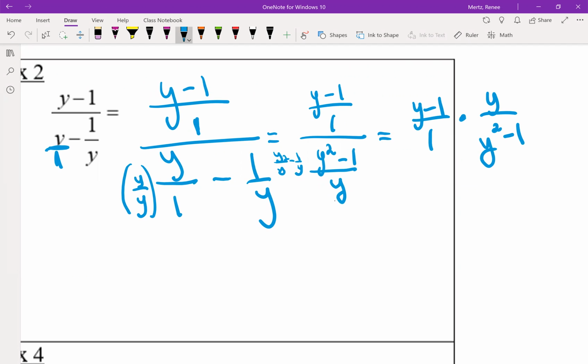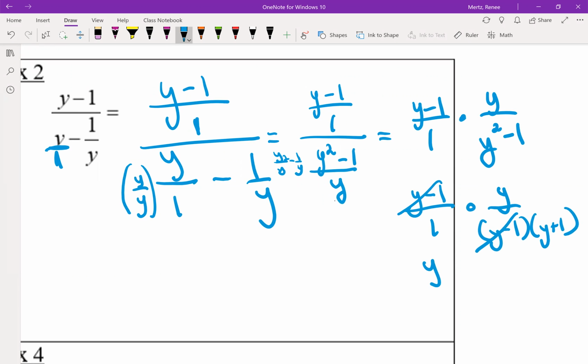All right, so now I'm back to multiplying. So I'm going to do a difference of two perfect squares on the bottom. And then I'm going to divide the like terms. So my final answer is y over y plus 1. We'll look at the next one.